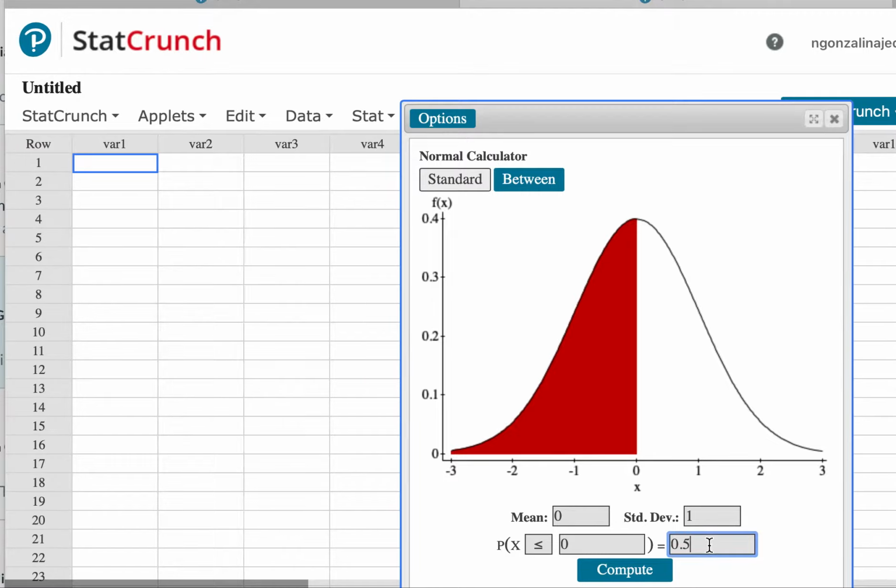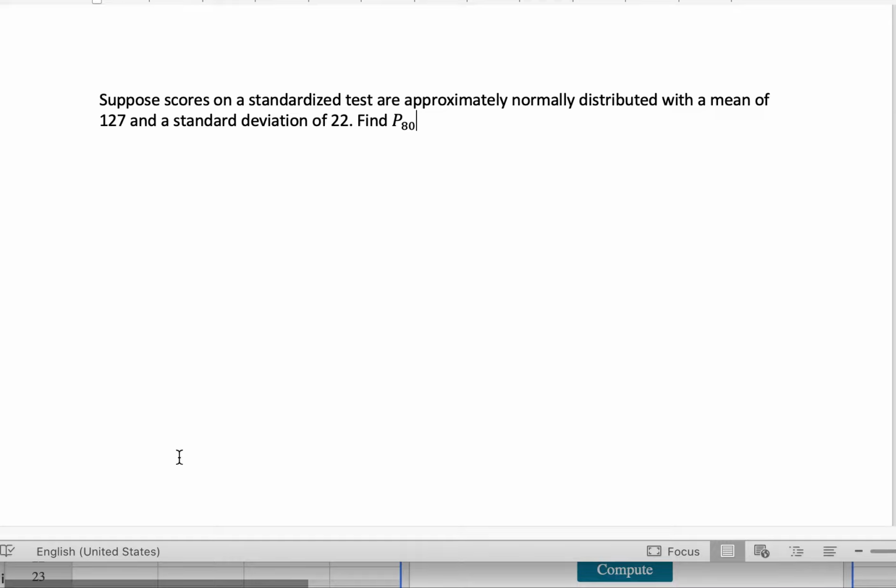So I'm going to change this 0.5 to a 0.8 and hit compute. There we go. There's my z-score to 4 decimal places: 0.8416. I can remember that. 0.8416. There it is. So there's the z-score.